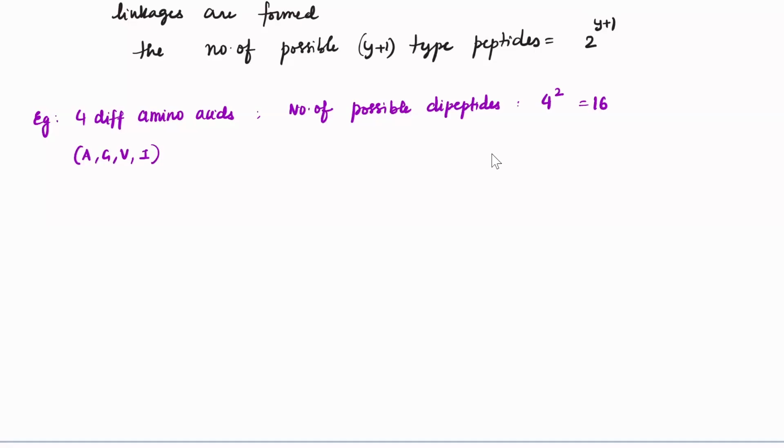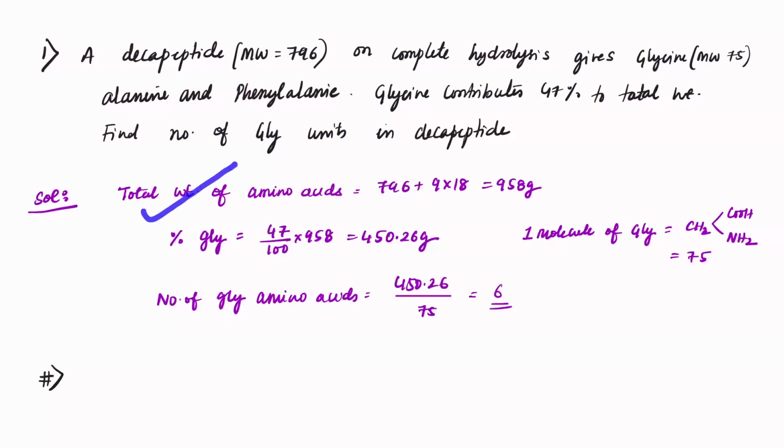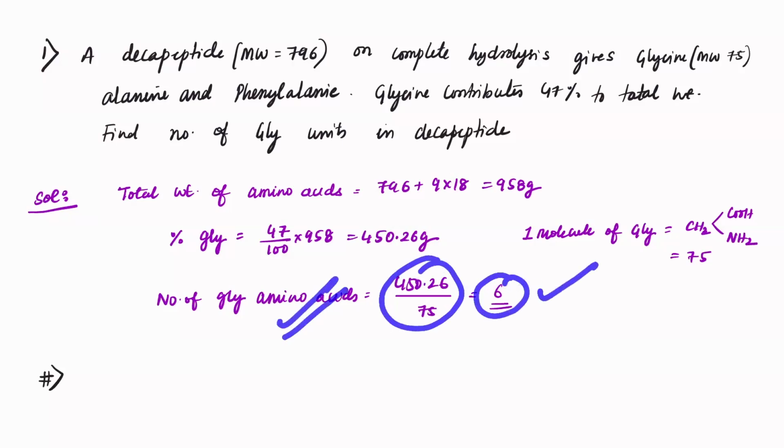You're not able to see. One second. Let me reshare that. So here you can see the total weight of the amino acid is 958. Percentage glycine is 47 by 100 into 958, which is 450.26. One mole of glycine is 75 grams. So the number of glycine units will be 450 by 75, approximately 6. Check.